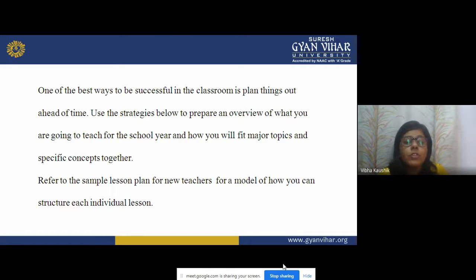A model of how you can structure each individual lesson. Every lesson cannot be the same. The objectives of every lesson are different. The teaching strategies for teaching every lesson are different. So that sample lesson plan will work as a model for constructing, developing, or structuring individual lesson plans.